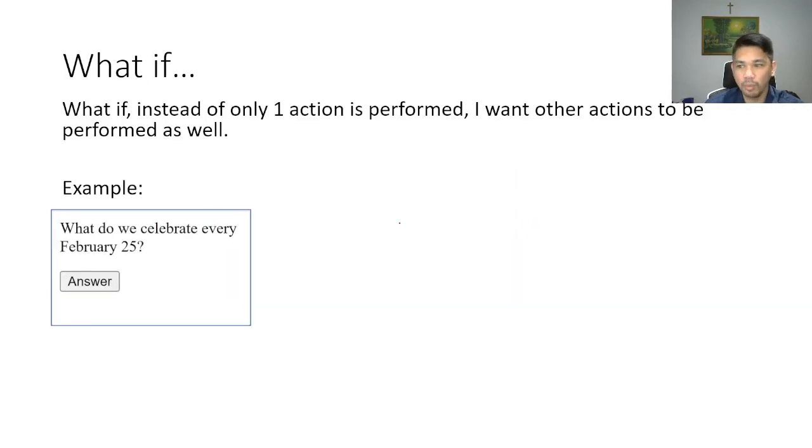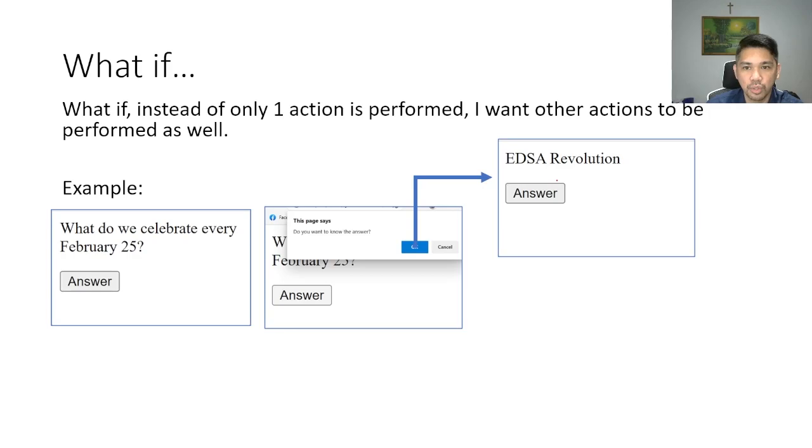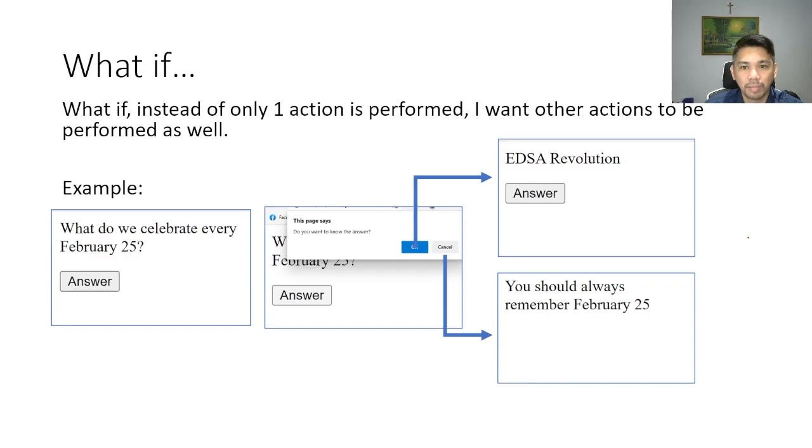So same example, what do we celebrate every February 25th? If we click the button, what will happen is it will display first a confirm box. If I press OK, that's the time it will change the content of the paragraph tag. If we press cancel, I think I used document.write here. So no changes in the paragraph, but I've rewritten the page using document.write.